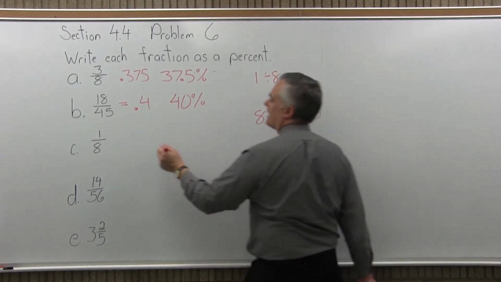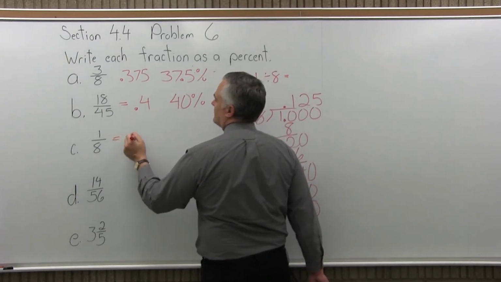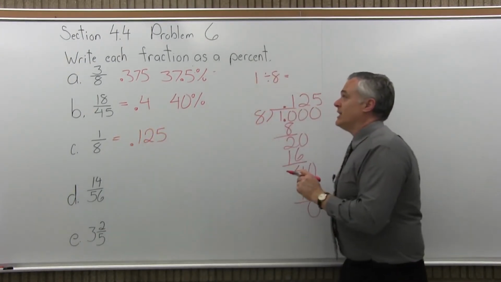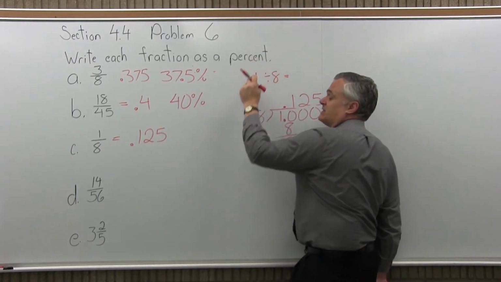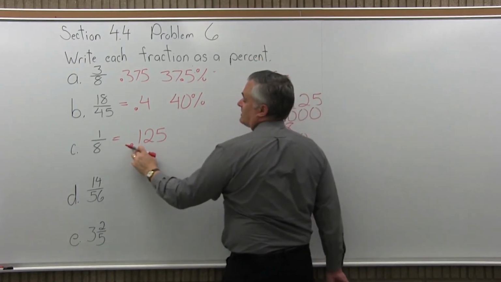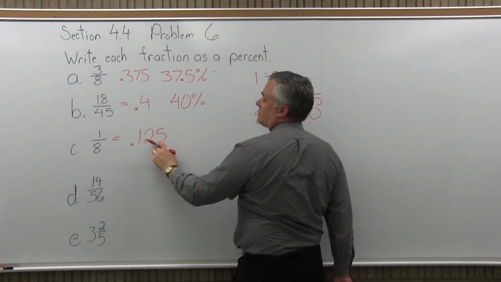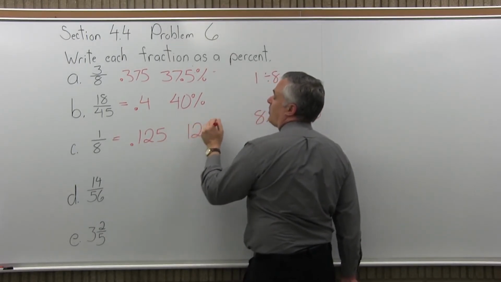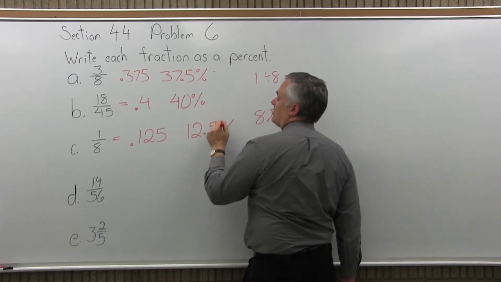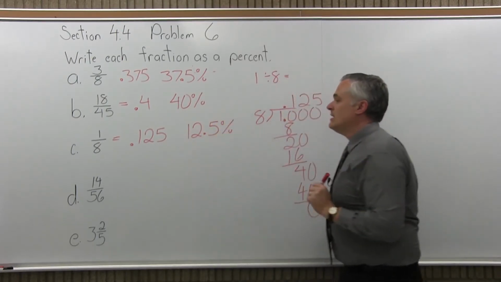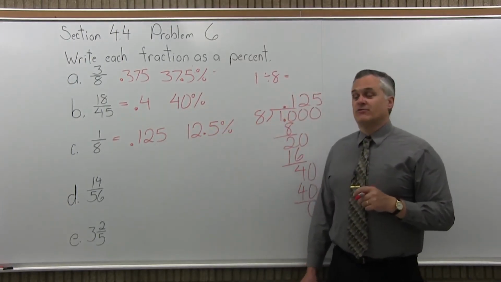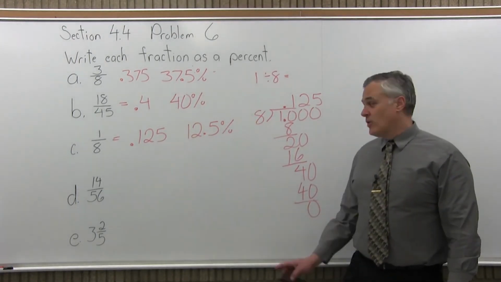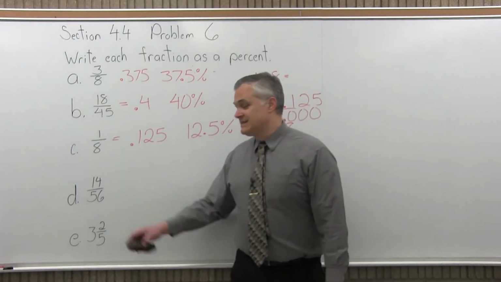So 0.125. So 1/8 is 0.125 as a decimal. But again, the question didn't ask for a decimal. It wants a percent. So what I have to do to make a decimal into a percent is move the decimal point 2 positions to the right, which will make it 12.5. And then we put the percent symbol on. So 1/8 is 12.5%.